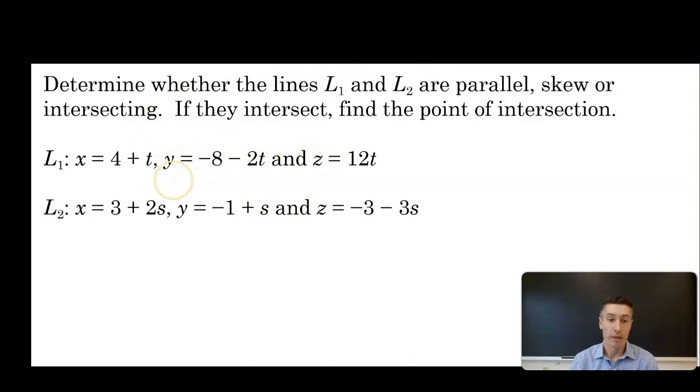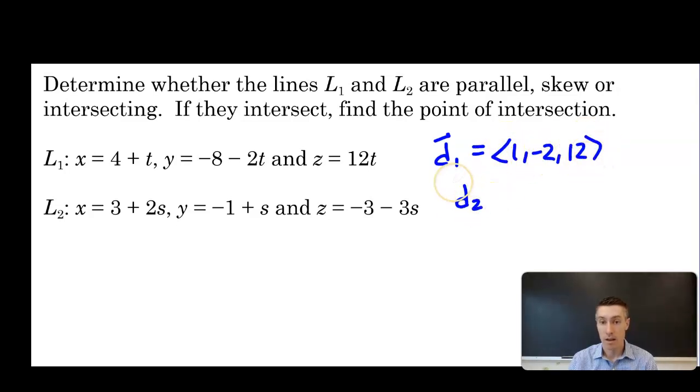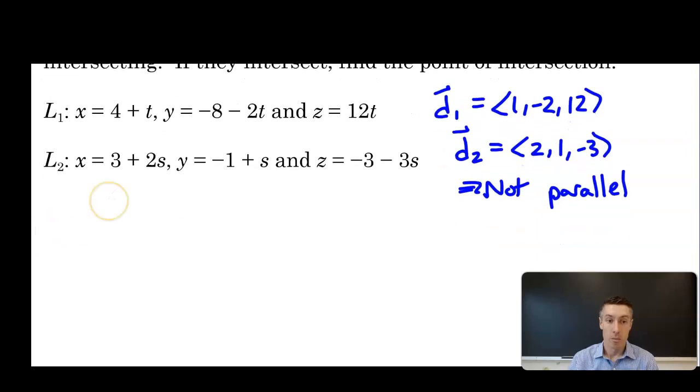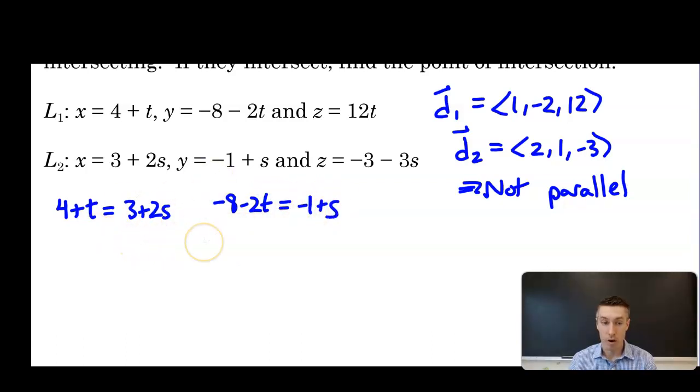Okay, so hopefully you found that these lines were skew. If we compare the direction vectors quickly, 1, -2, 12, and 2, 1, -3, not parallel. In my work, I set x's and y's equal again, so 4 plus t equals 3 plus 2s, and -8 minus 2t equals -1 plus s. Without showing my work, I found that t was equal to -3 and s was equal to -1.